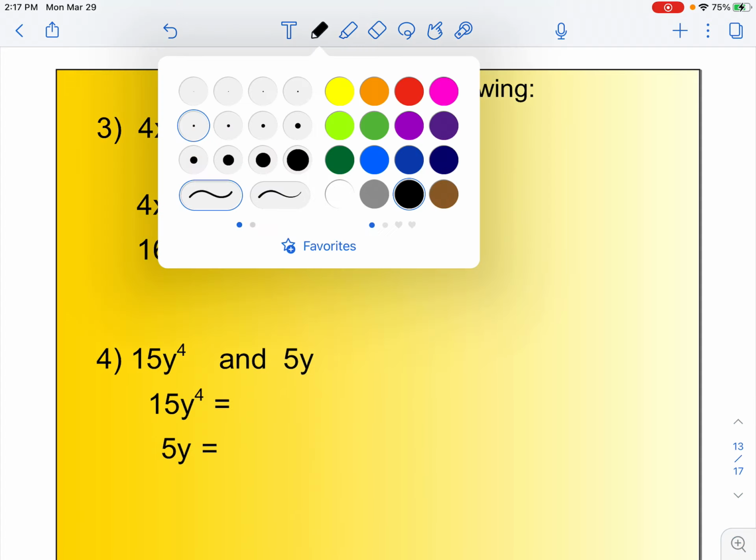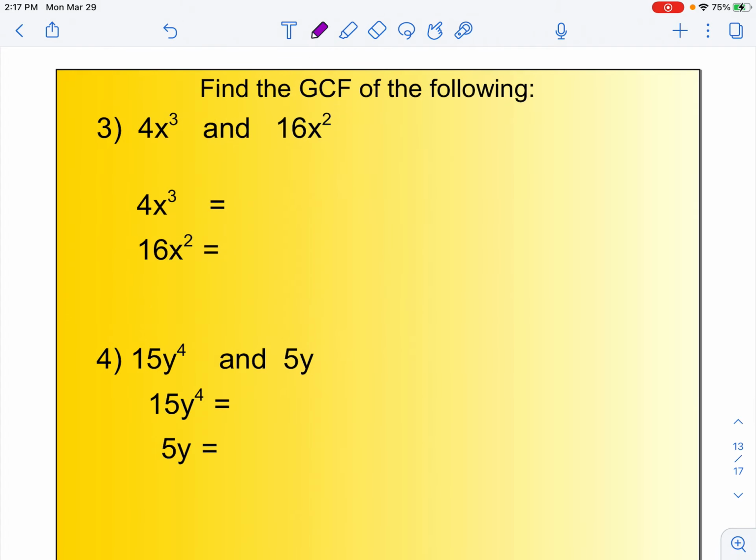All right, let's do one more of these together. So it says, find the GCF of the following. We have 4x to the third and 16x squared. So I like to do mine this way. You can use the chart to find the number piece, but not the variable. So the factors of 4 are 1 times 4. 2 goes in there 2 times, but we're done because 3 doesn't go in there evenly.